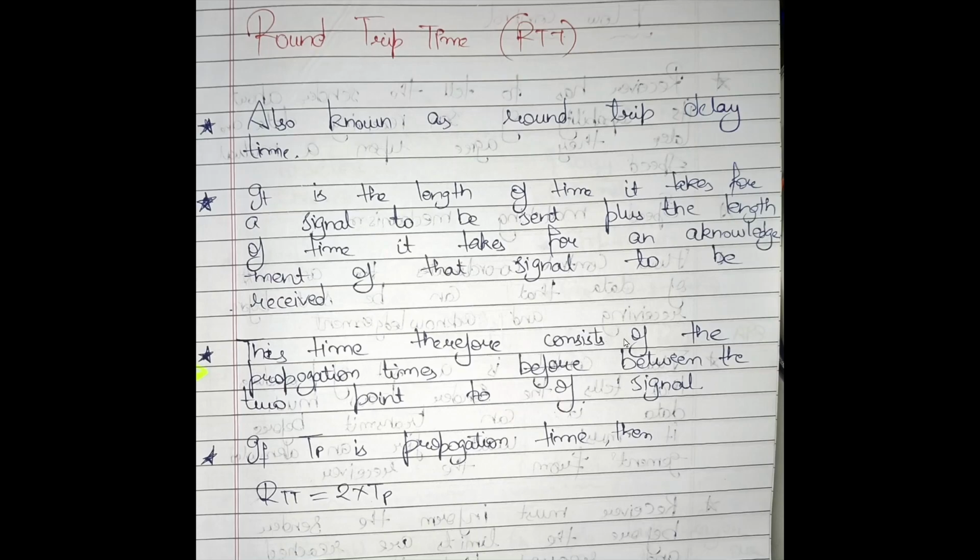This time therefore consists of the propagation time between the two points of the signal. It is written over here that if TP is propagation time, then RTT is equal to 2 into TP. Basically, we can assume that the signal that we sent will take some time to reach the other end, and that will be the propagation time. The acknowledgement is also going to take the same time, because propagation time is a property of the medium. Thereby we can say that 2 into propagation time is equal to round trip time. All right, so this was all about round trip time.